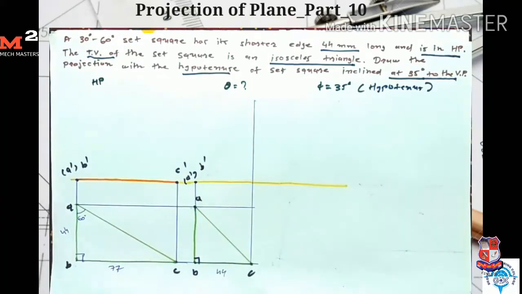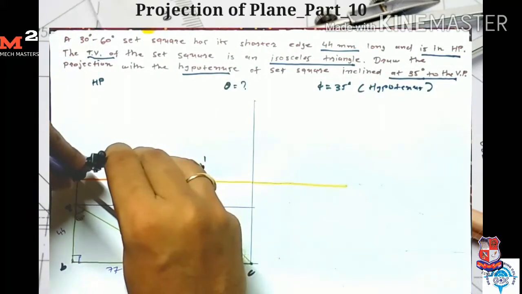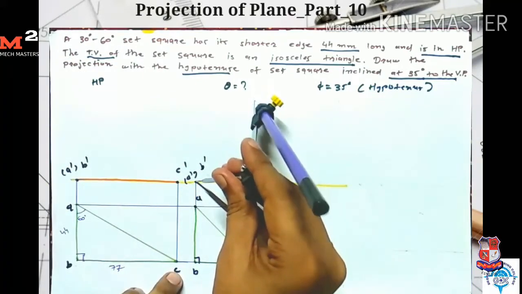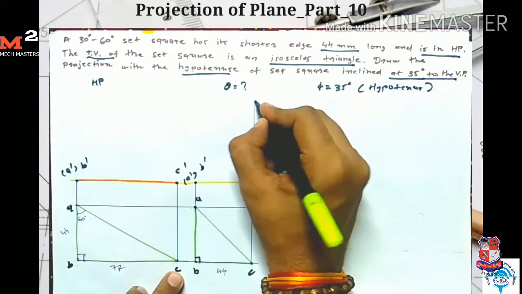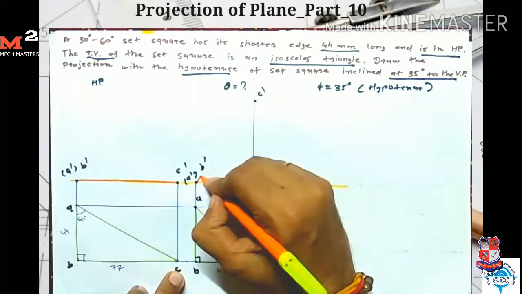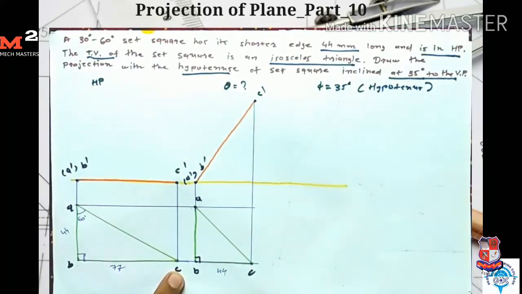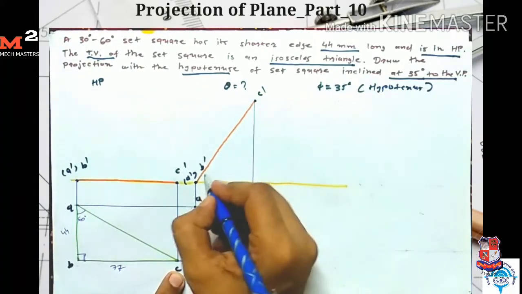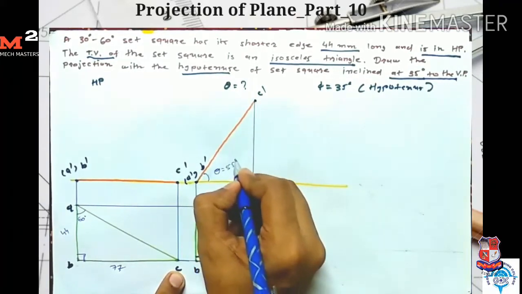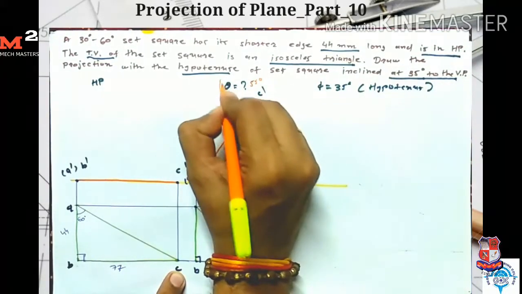So I take A dash C dash as a radius and A dash as a center, and I draw one arc which intersects here. So here I get my point C dash, and here I get my front view. If I measure this angle, then this angle theta is equal to 55 degrees.